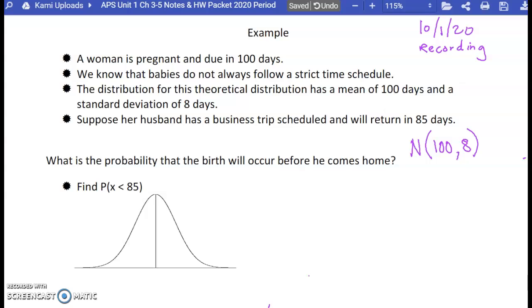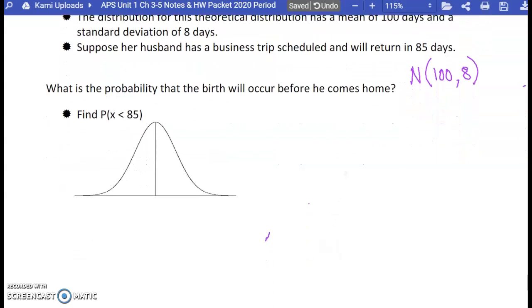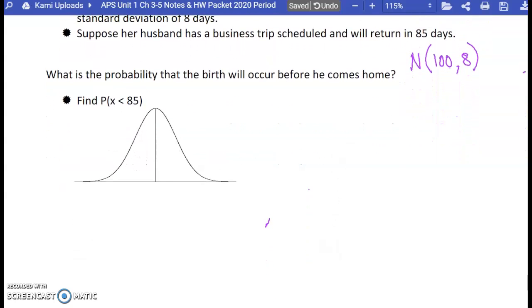Suppose her husband has a business trip scheduled and he's going to return in 85 days. So what's the probability that the birth will occur before he comes home? If we put together a picture of what we're looking at here, remember in our normal curve you always want to label the center. In this case, we have a mean of 100 days, and you could label that X bar. And the standard deviation of 8 would help us build the plus or minus standard deviations away.